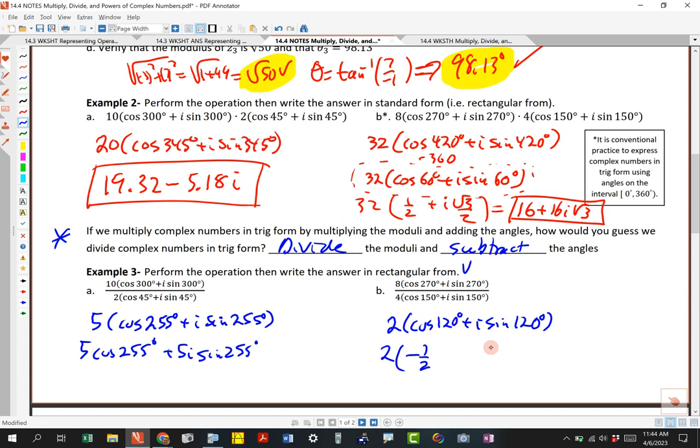Megan, you got sine 120? No. D? Radical 3 over 2. So this would be plus i radical 3 over 2. Then you distribute. The 2's are going to cancel. This is going to end up being -1 plus i radical 3. Okay? Now, if you want to change the other one in decimals, that's fine.